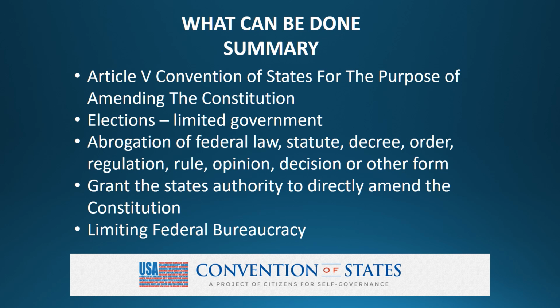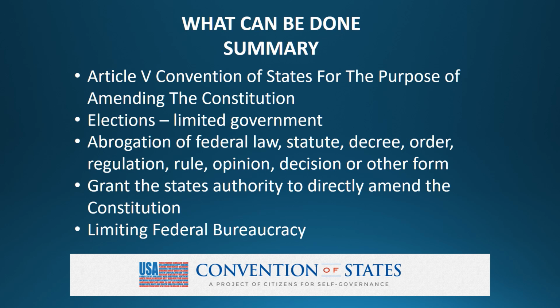Well, what can we do about this? Well, the very first thing is we can call for an Article 5 Convention of States for the purpose of amending the Constitution. And we can then elect people to the offices of executive and legislative branches who are committed to limited government power. Voters must hold Congress in check through written or oral communication.